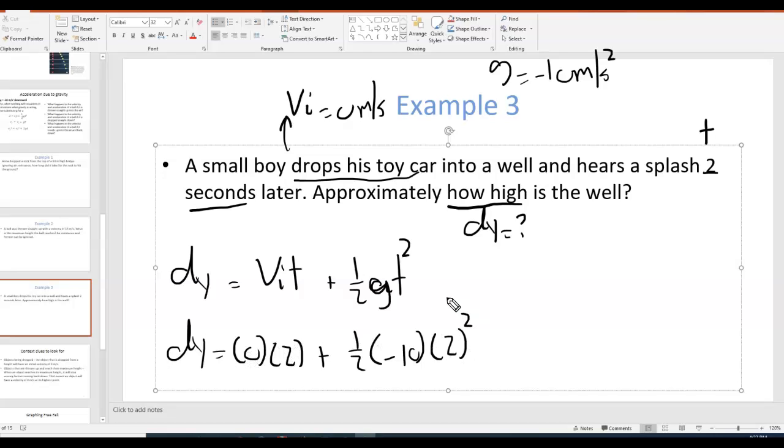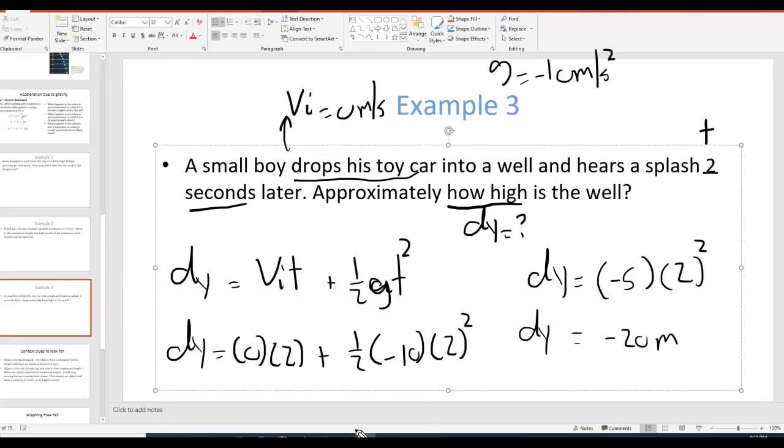So here's my equation. I want dy. I simplify. 0 times 2 is 0. I could write 0 plus whatever, but I'm not going to write that because it's not important, because 0 plus anything is the same number. I can simplify this 1/2 and this negative 10 to make negative 5, and then 2 squared. And then all I have to do is type that into my calculator. 2 squared is 4. 4 times negative 5 is negative 20.